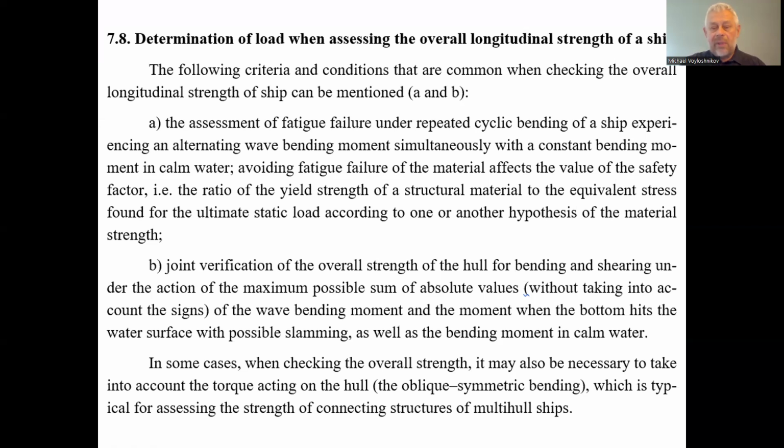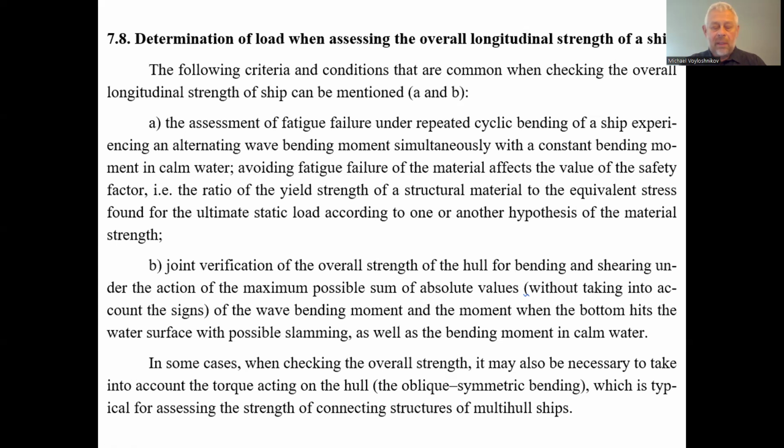And here we can just mention the two most useful criteria, A and B. A: assessment of a fatigue failure under repeated cyclic bending of a ship, experiencing an alternating wave bending moment simultaneously with a constant bending moment in calm water. Avoiding fatigue failure of a material affects the value of the safety factor, that is, the ratio of the yield stress of the structural material to the equivalent stress found for the ultimate static load according to one or another hypothesis of the material strength. This is the first useful criterion of the ship strength.